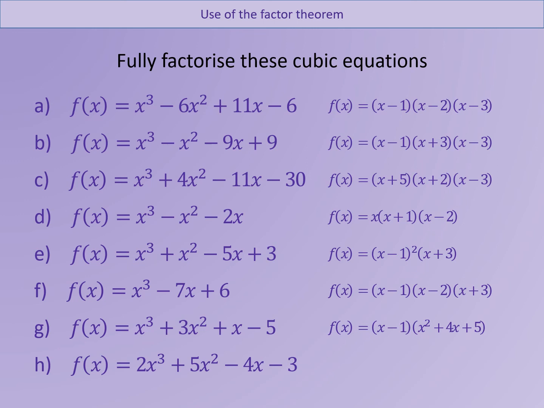And then finally for h, the only difference in h is that there is a 2x cubed rather than a single x cubed, but the method is exactly the same. You find one linear factor, you then find the quadratic remainder, and then you factorize the quadratic at the end. And your 3 factors are 2x plus 1, x minus 1, and x plus 3. So if you got all of those right, then really well done. You have mastered that skill.